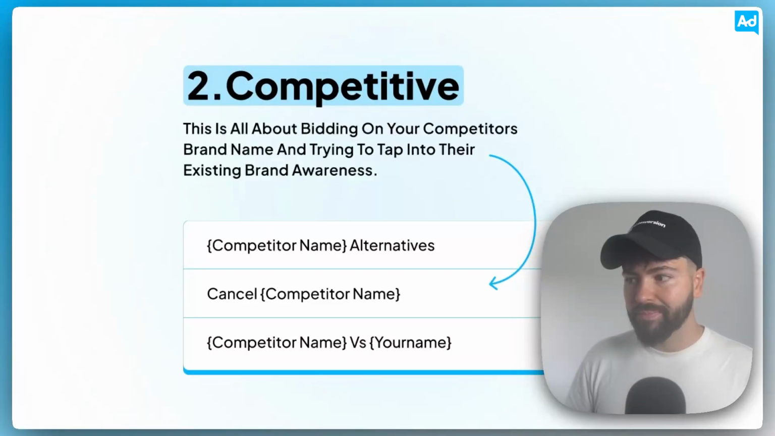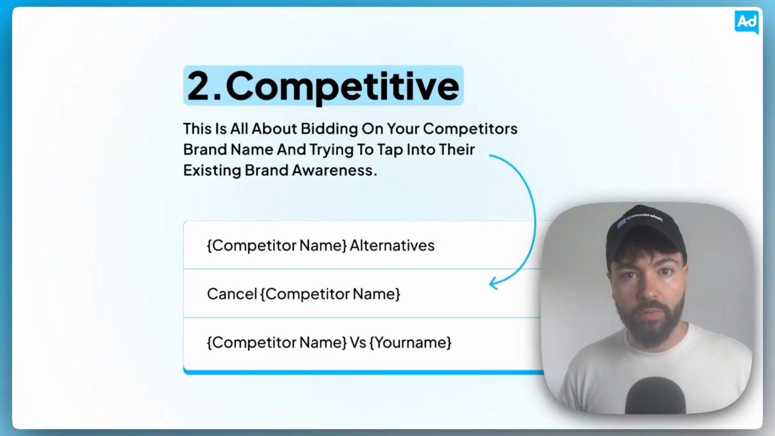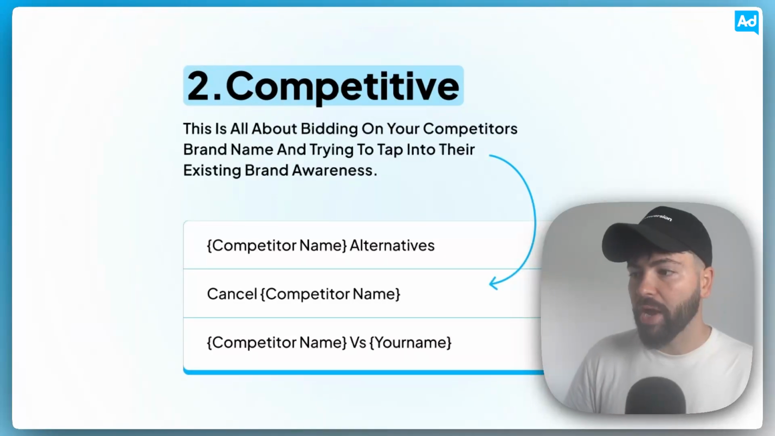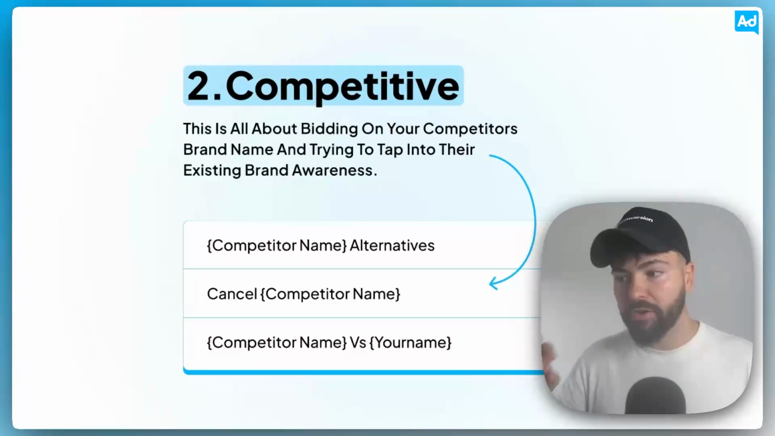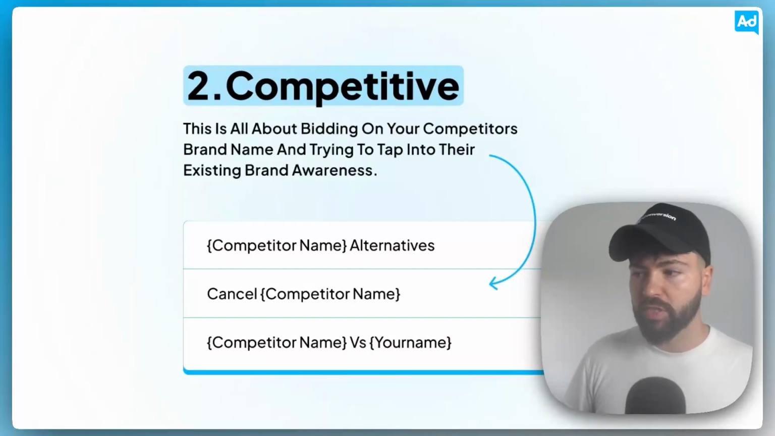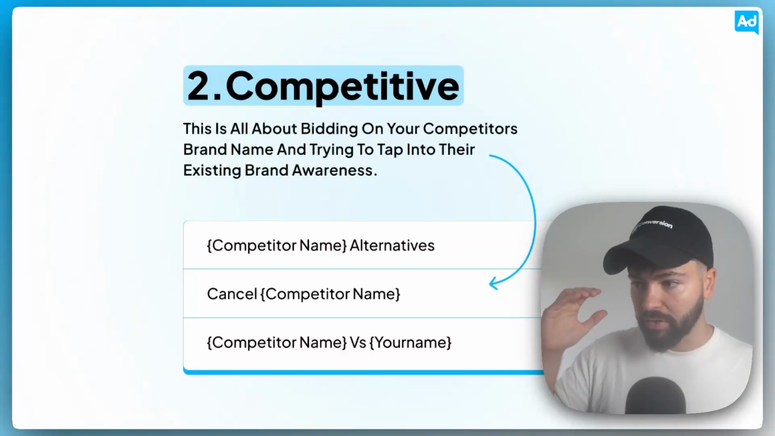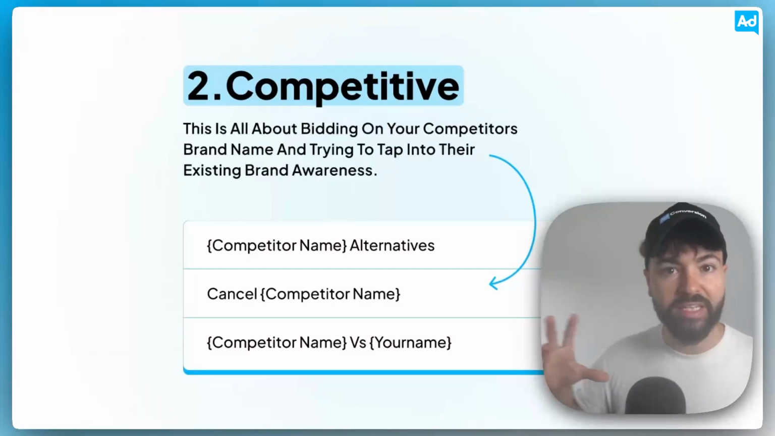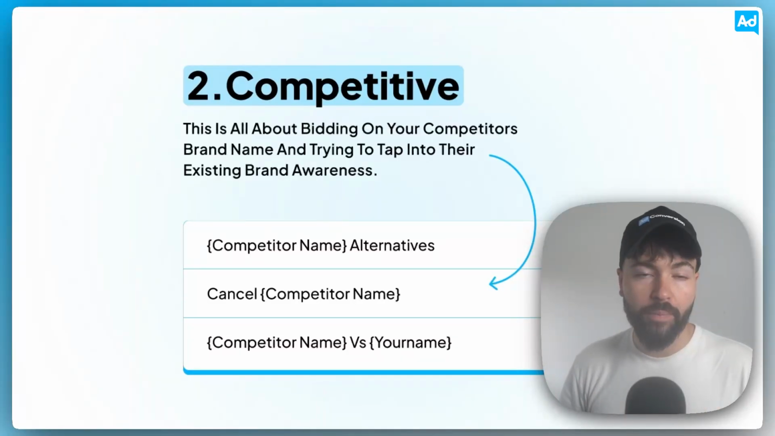They already have so much understanding of the problems they're trying to solve, and they're looking for your competitor, which is also a niche solution. So you can tap into the brand awareness the competitor already built up. What this looks like in practice is "competitor name alternatives," "cancel competitor name," or "competitor name versus your name." For instance, maybe it would be OpenAI alternatives, or cancel ChatGPT, or ChatGPT versus Claude. So you could use this as a way to really tap into your competitor's brand awareness.